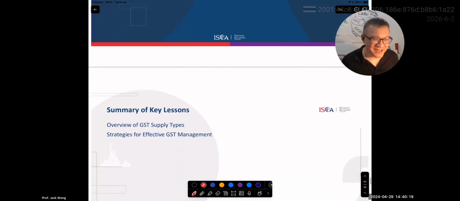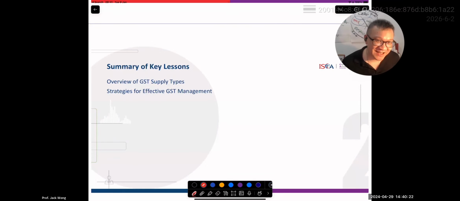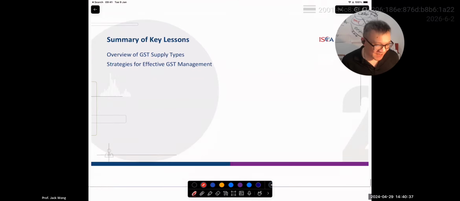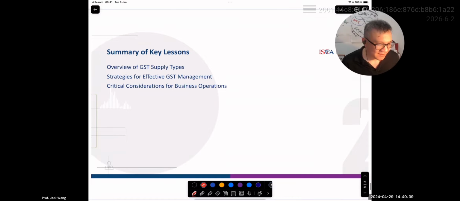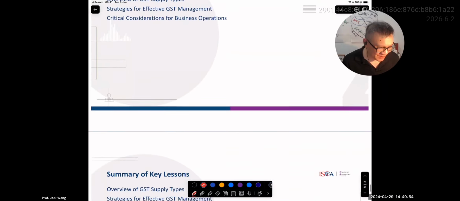Okay, so let's summarize the key lessons in this particular presentation. So we have talked about supply. We have talked about different types of supply. In these case studies, we have also mentioned some strategies, approaches for effective GST management, and that serves as critical considerations for business operations. Again, you have heard automation 2 times. You have heard the checklist a few times for export of goods. Okay, this is something you need to know.